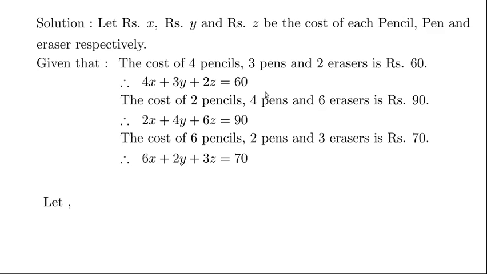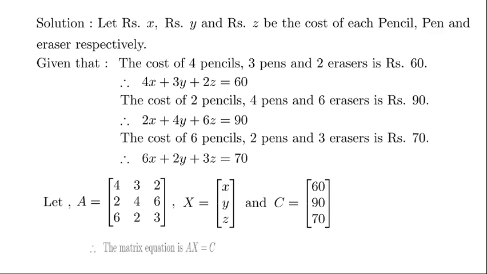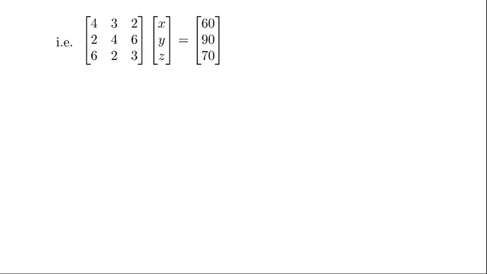One is 4x plus 3y plus 2z equals 60, 2x plus 4y plus 6z equals 90, and 6x plus 2y plus 3z equals 70. We'll put them in the form of matrices. So A is 4, 3, 2, 2, 4, 6 and 6, 2, 3. X is x, y, z, and C is the constant matrix 60, 90 and 70. So the matrix equation is AX equal to C. And we substitute the values of A, X and C in the above equation, we get this matrix.